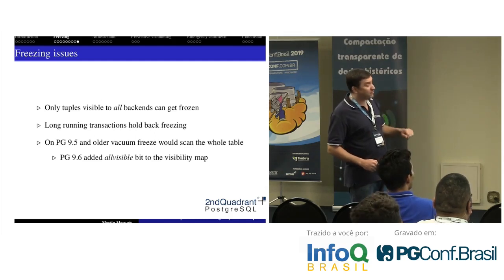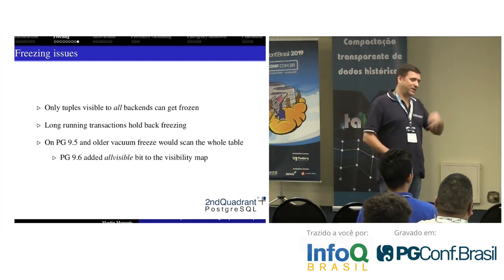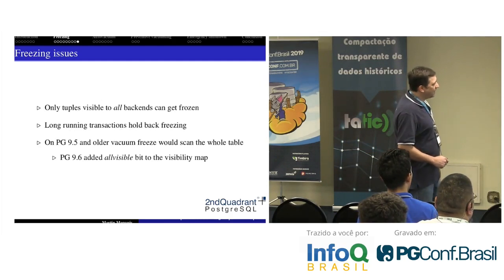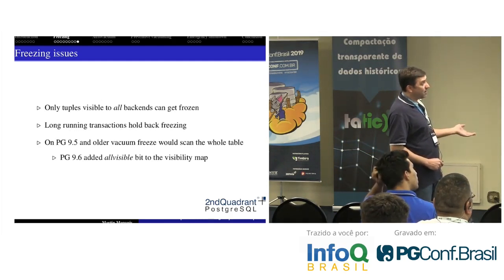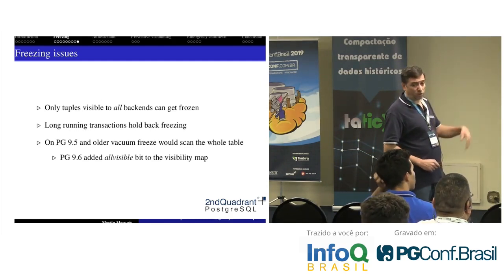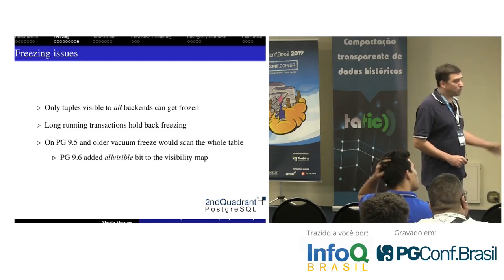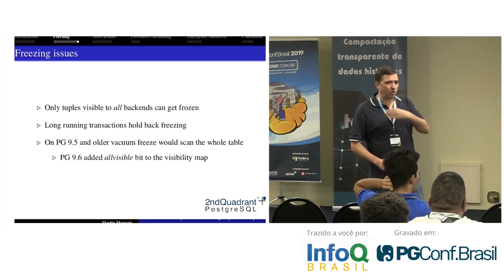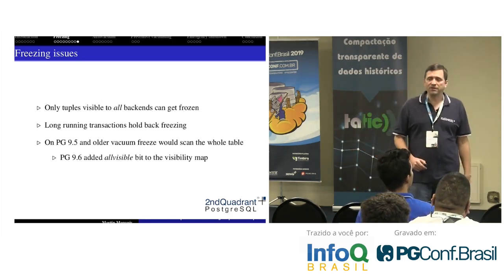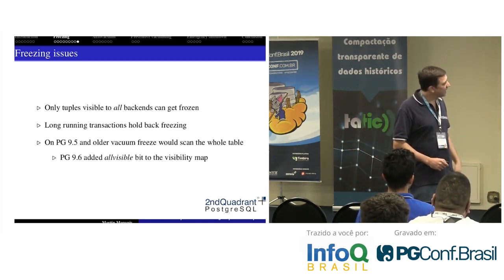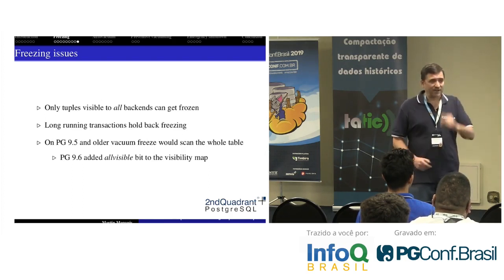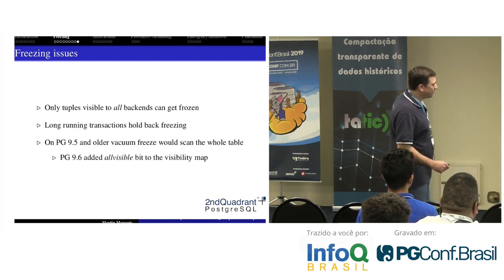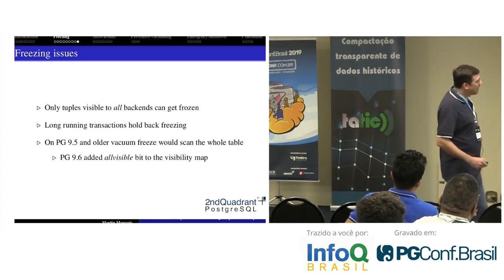Also, in 9.5 and 9.4 and 9.3 and anything older, a vacuum freeze, or a vacuum where you had table age set to 0, would do a whole table scan. So it would scan all the pages looking for tuples it could freeze. In 9.6, there was a very nice patch committed by Robert Haas.